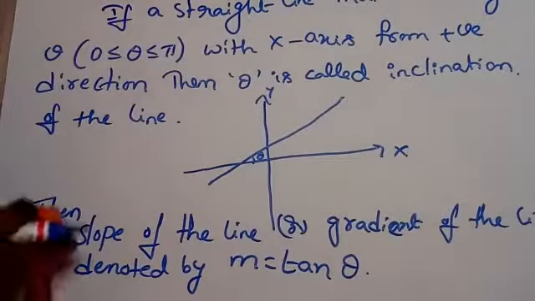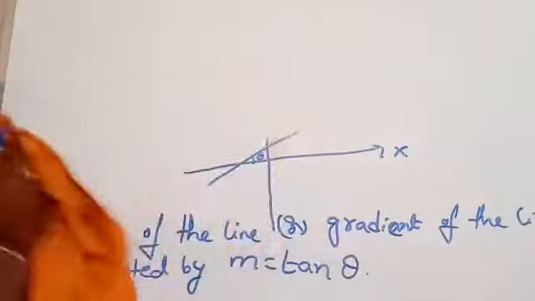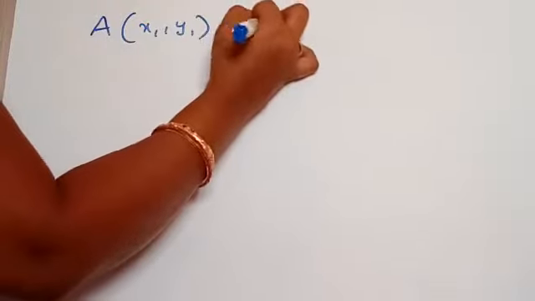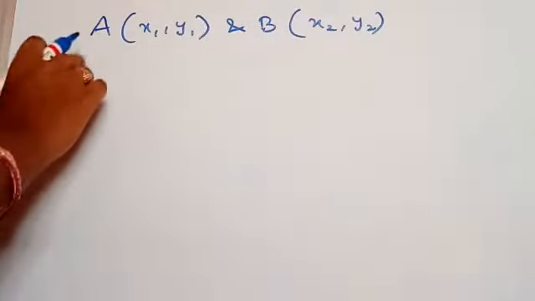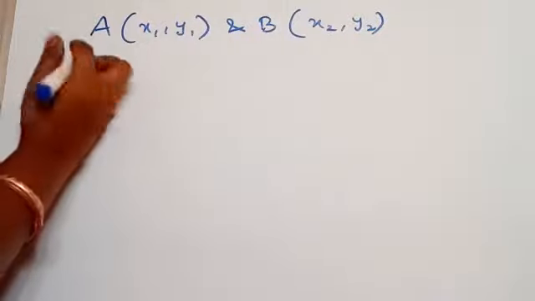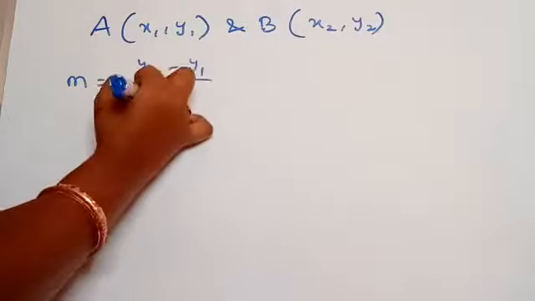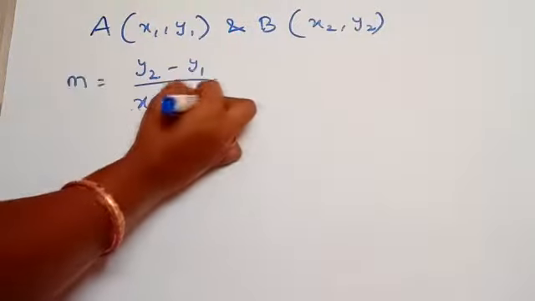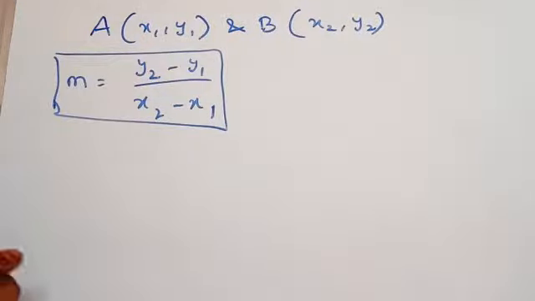Let us see the slope or gradient of a line passing through 2 points. Here A is one point, x1 and y1, and B is another point, x2 and y2. The slope of the line passing through these 2 points is m equal to y2 minus y1 by x2 minus x1. This is the formula for the slope of a line through 2 points.